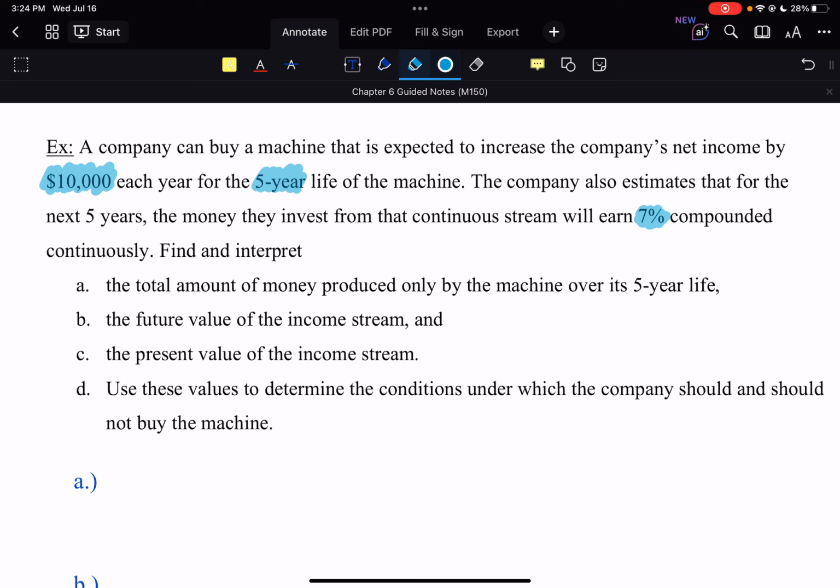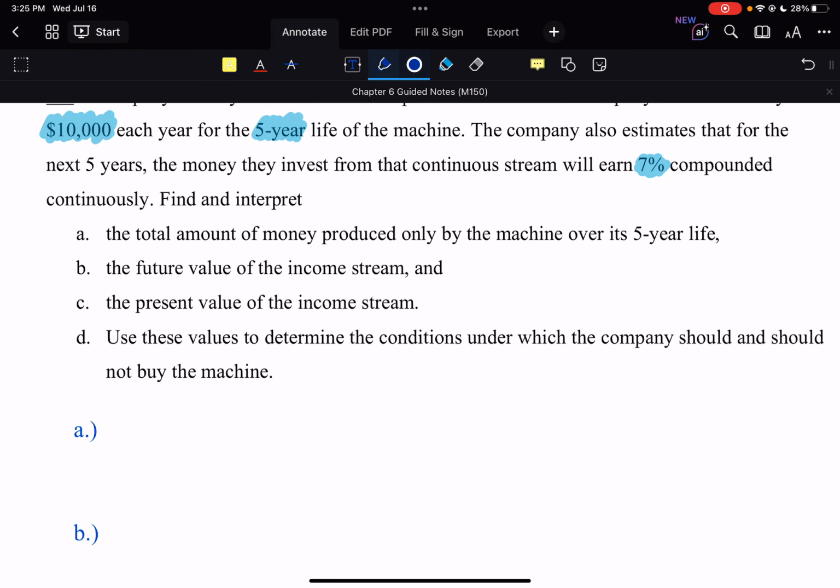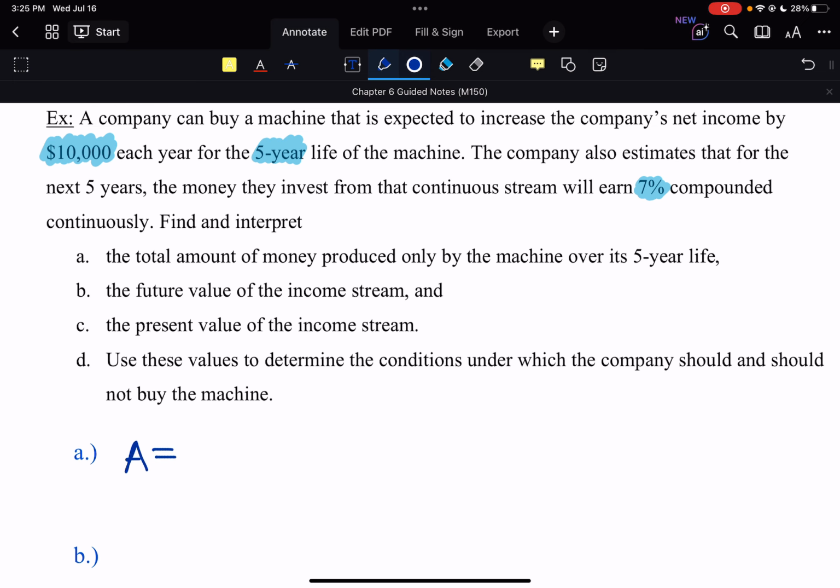Find and interpret the following. The total amount of money produced only by the machine over its 5-year life. So the total amount produced only by the machine over its 5-year life. This is like what we started the section with. And we really don't even technically need an integral to do this, but we can.